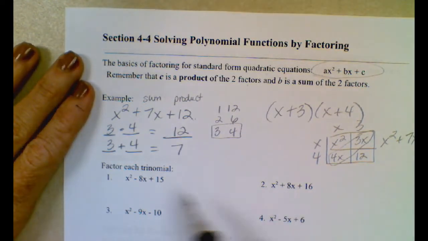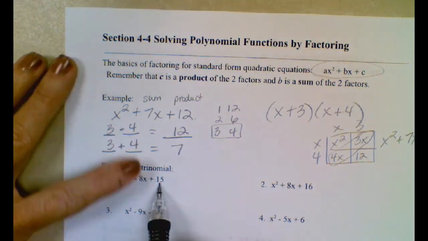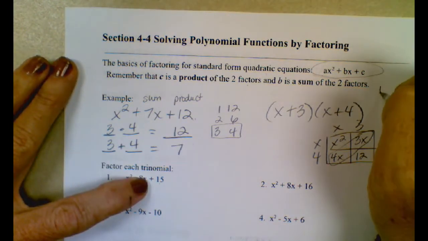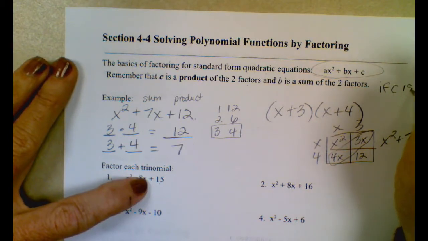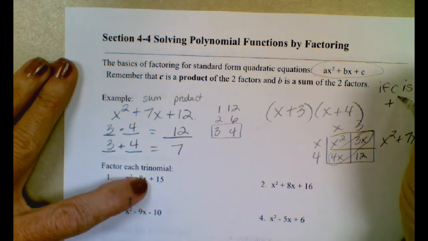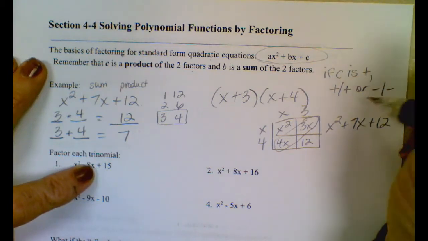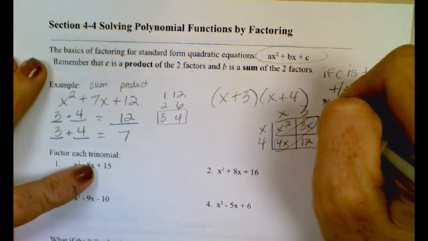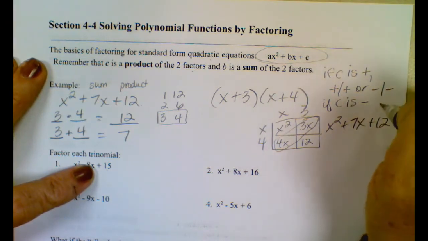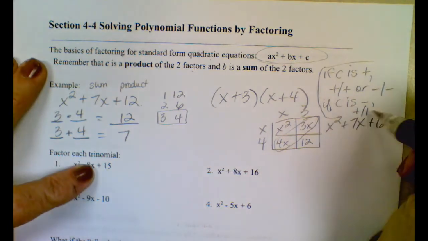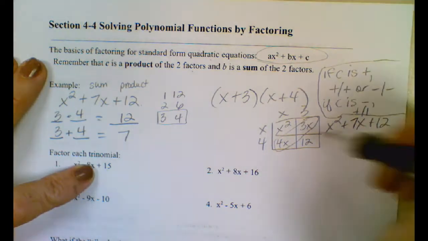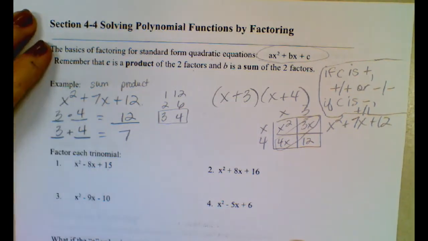Remember to be careful with your signs. Signs make a difference. If this last product, so if c is positive, then the factors can either be positive, positive, or negative, negative. Because if I multiply a positive by a positive, I get a positive. If I multiply a negative times a negative, I get a positive. If c is negative, you're going to have one of each. Okay, so that's kind of an important guide to remember because the signs make a difference. They definitely make a difference.